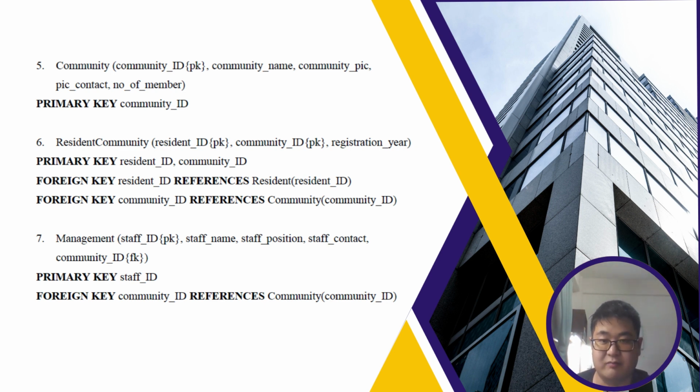This is because the community table and the resident table have a one-to-many relation. Thus, we have to create a new table so that we can inherit both the primary keys, and that also act as the foreign keys of the resident community table. For number 7, we have management, which has the attributes of staff ID, staff name, staff position, staff contact, and community ID, with the primary key being staff ID and the foreign key being community ID that references the community table.